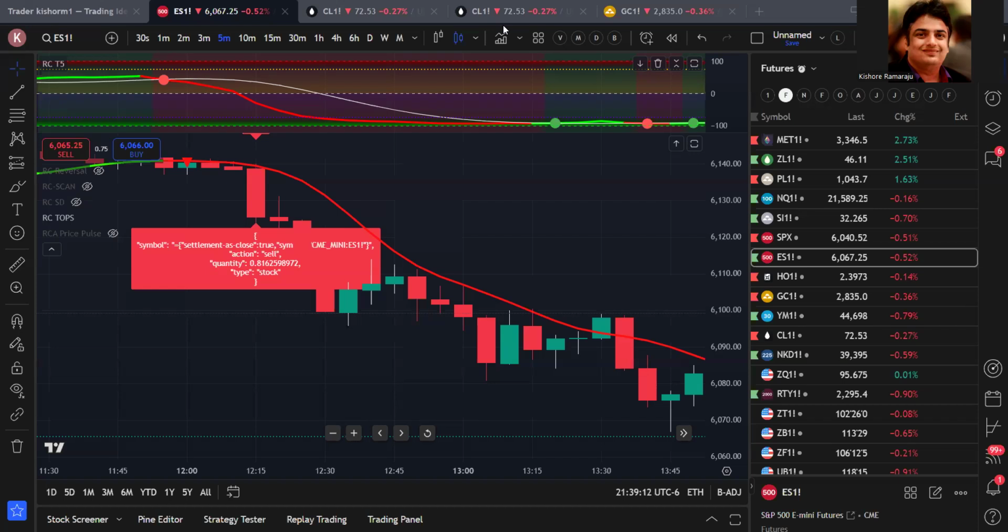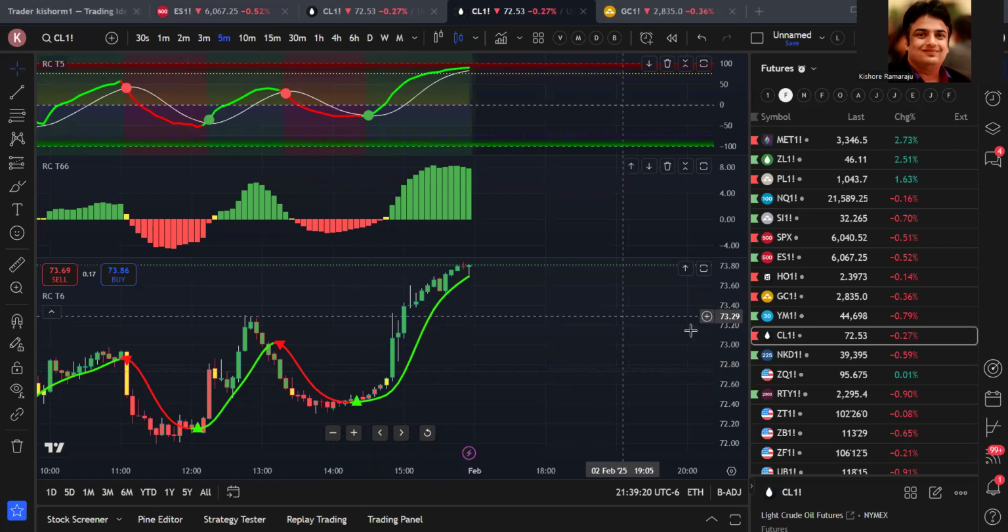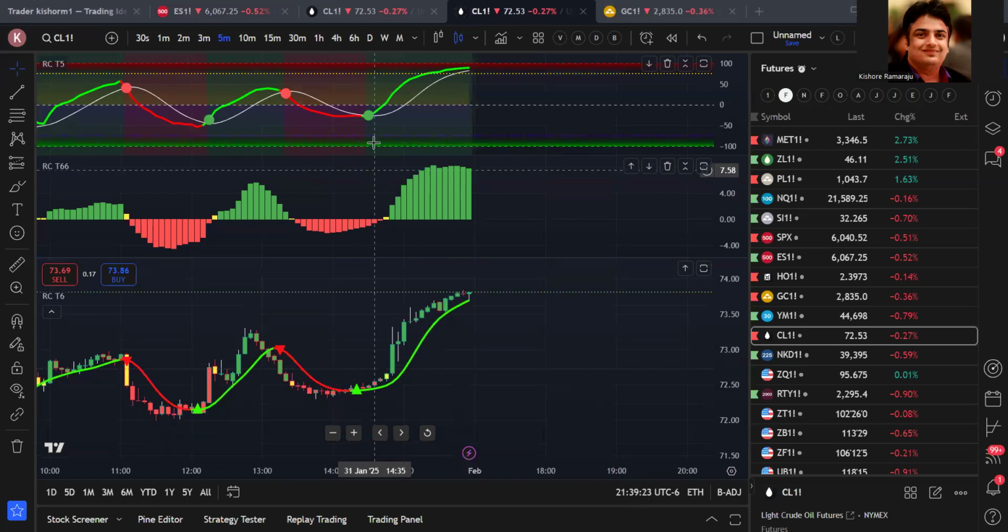Again, as a beginner, you can take this combination. If you are a beginner and you don't want to deal with anything else, just wait for green, green, green in all the three. Whenever you get all the three greens, then go long. Whenever you get all the three reds, you go short.